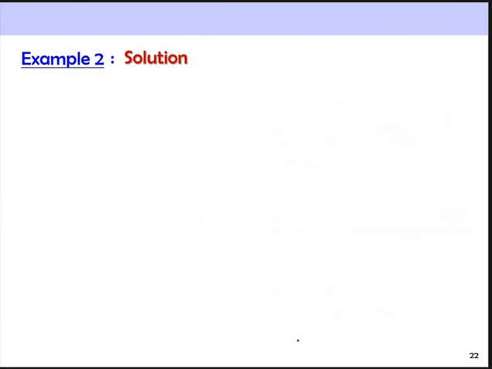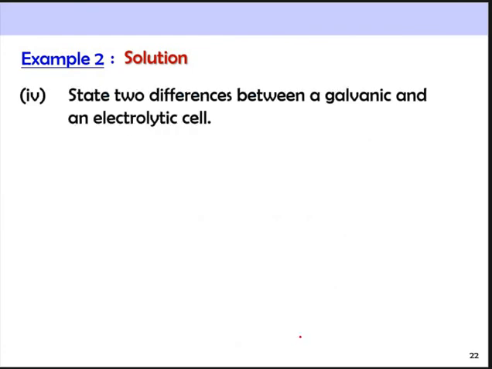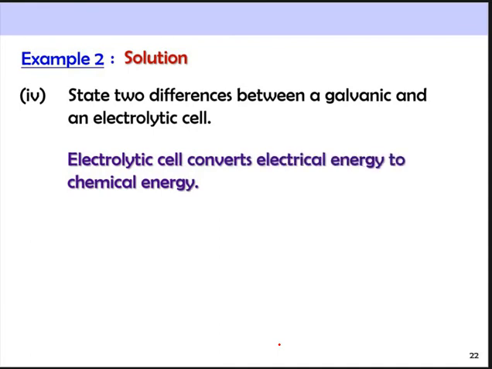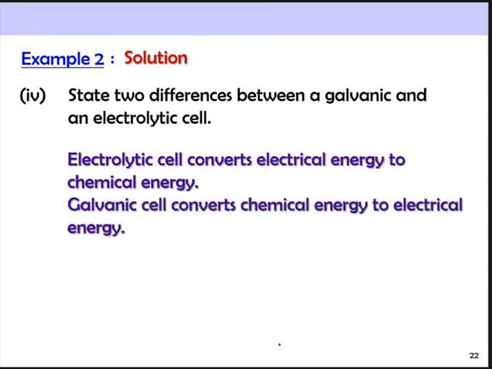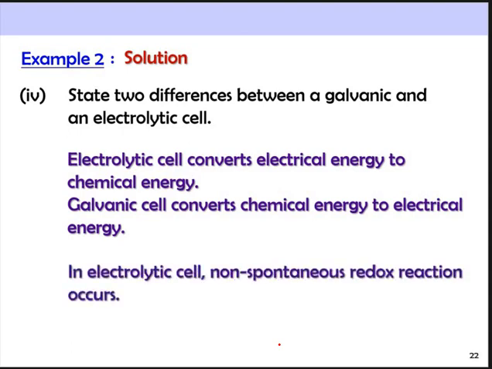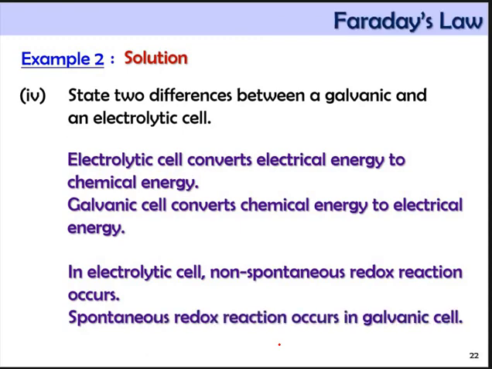Alright. So the last one is state 2 differences between a galvanic and an electrolytic cell. Yang ini dia dah cakap 2 kali. Mula-mula masa introduction dah terangkan dah, and then sebelum kita nak masuk 3.3 pun dah terangkan. Okay, so difference ni boleh buat dalam bentuk table. Tak semestinya ayat macam ni lah. Boleh buat dalam bentuk table, it is easier to mark. Alright. So itu adalah jawapan dia.